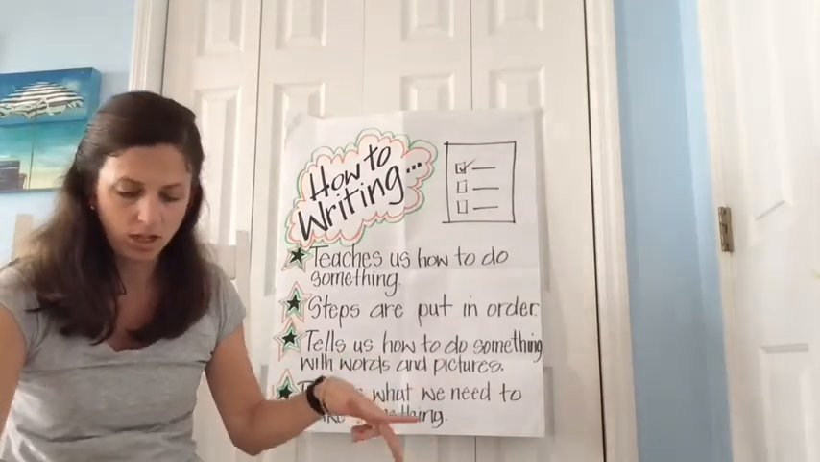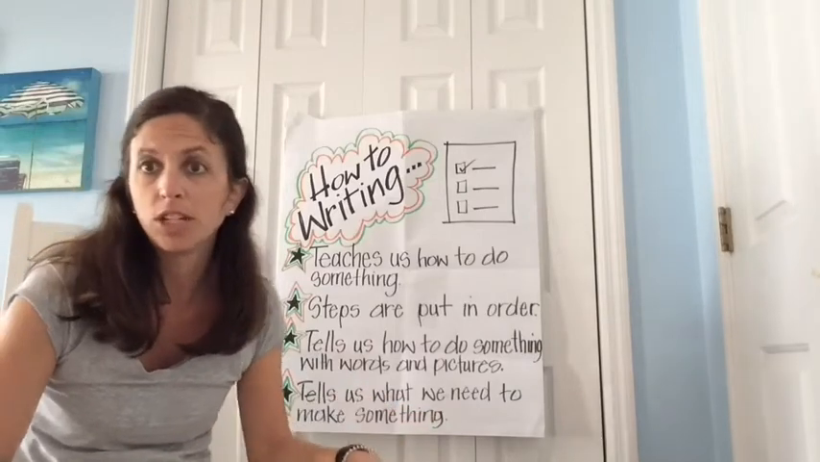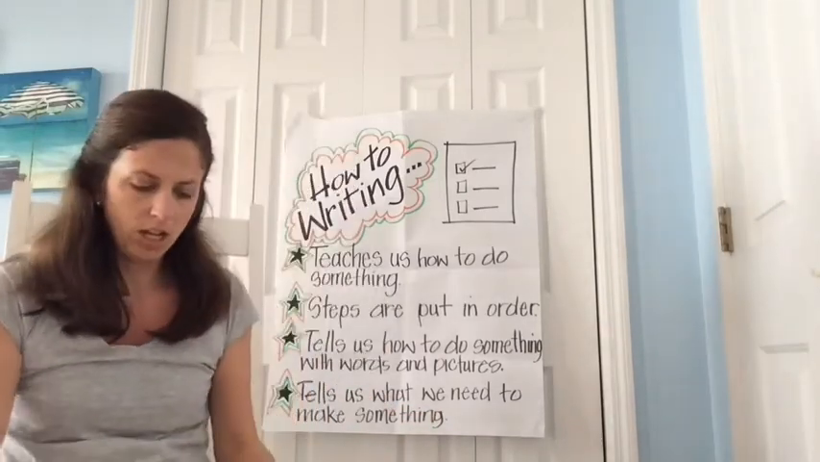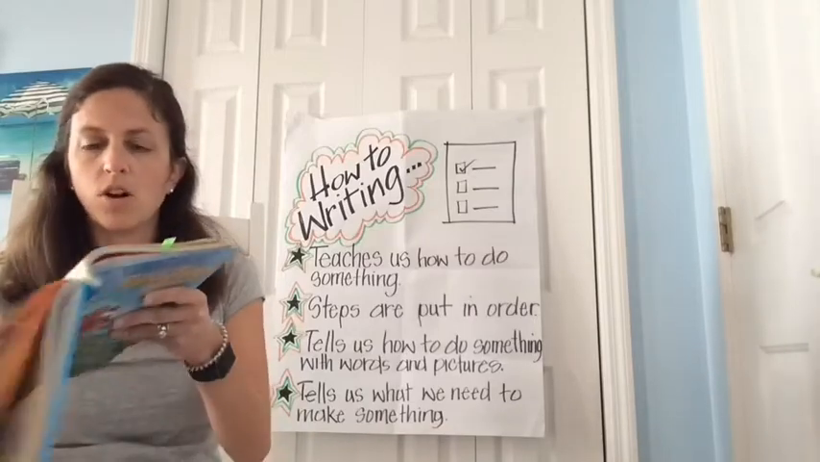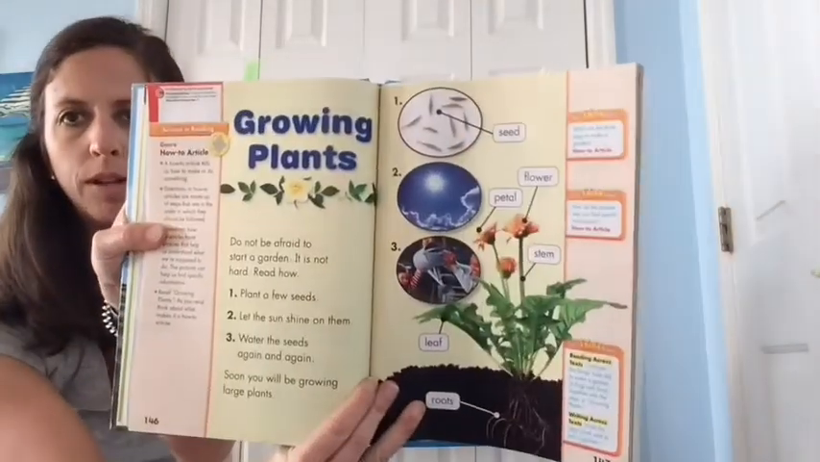So it gives us the information. The supplies, materials, and ingredients. It tells us what we need. So the title of our story, or our how-to article, is Growing Plants.